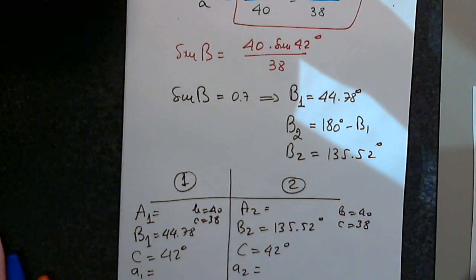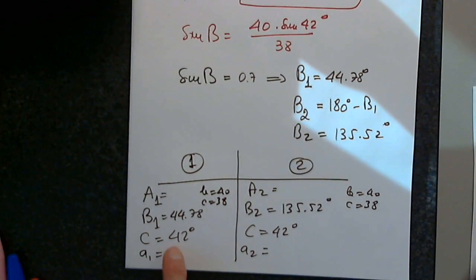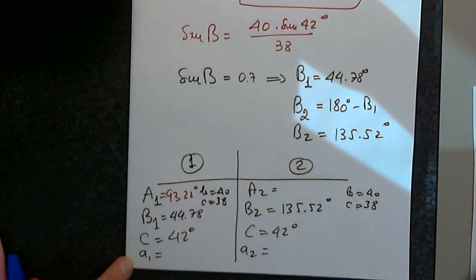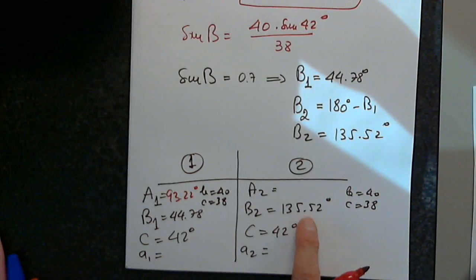From 180, I subtract 42, and I subtract 44.78, done? And we get A. And how much is A? 93.22. And then A2, from 180 I subtract 135.52 and I subtract 42. 2.48. Good.